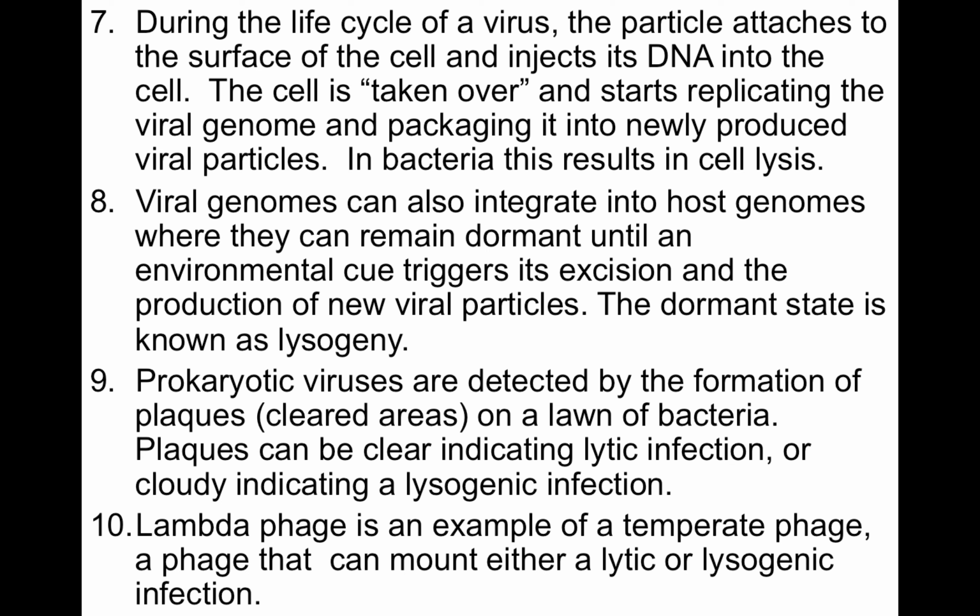Prokaryotic viruses are detected by the formation of plaques, or cleared areas on a lawn of bacteria. Plaques can be clear, indicating lytic infection, or cloudy, indicating a lysogenic infection. Lambda-phage is an example of a temperate phage, a phage that can mount either a lytic or a lysogenic infection.